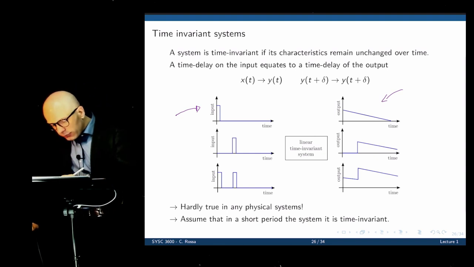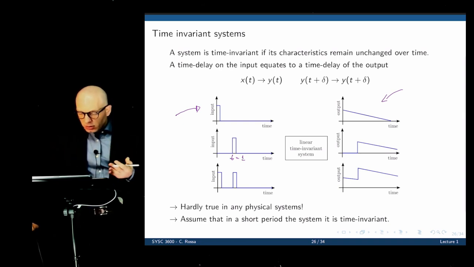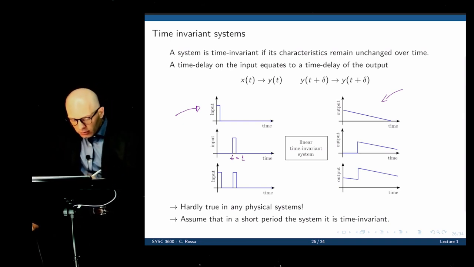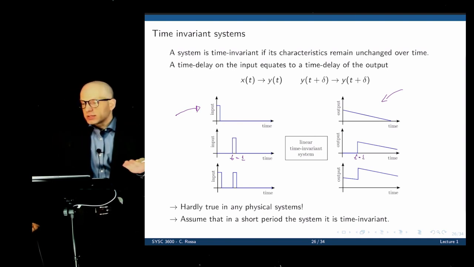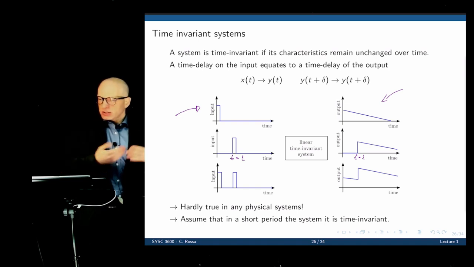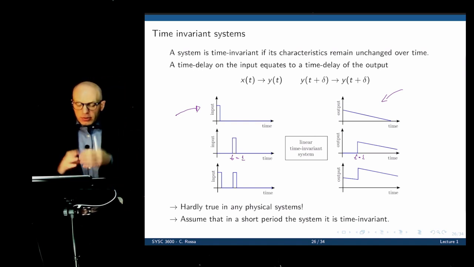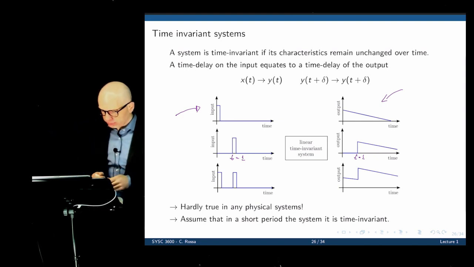If instead of striking the bell at time zero, we do that at time one, what happens? Well, nothing crazy. The only difference is that we'll hear the sound at 1 second, because now the input was delayed by 1 second, the output is also delayed by 1 second, but it will follow the exact same shape as the one given at time zero.